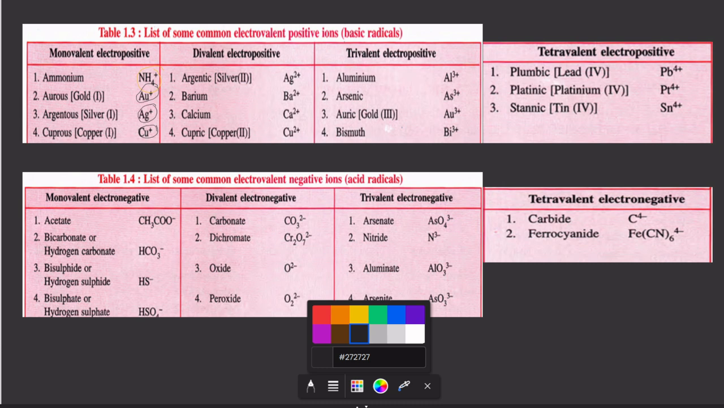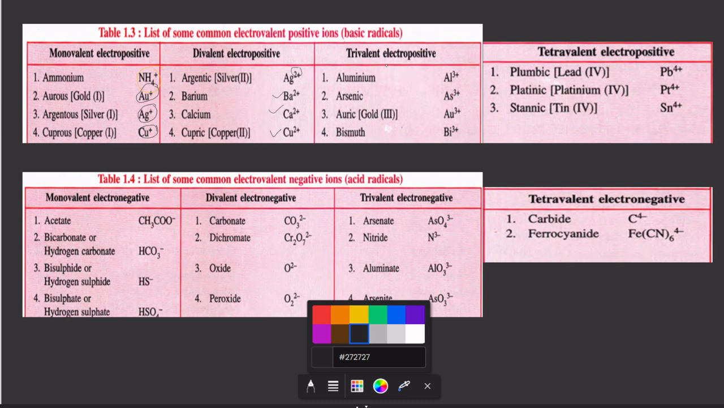Divalent electropositive. What do you mean by di? Di means 2. Silver, argentic, 2 plus, barium, Ba2 plus. Here you can see that silver shows 2 valencies, as silver 2 and silver 1. If it is 1, argentous, and if it is 2, argentic. In the last video I told you about cuprous, cupric, everything. Then barium, Ba2 plus. Then calcium, Ca2 plus, cupric, Cu2 plus. Trivalent, tri means 3. Aluminium shows Al3 plus.